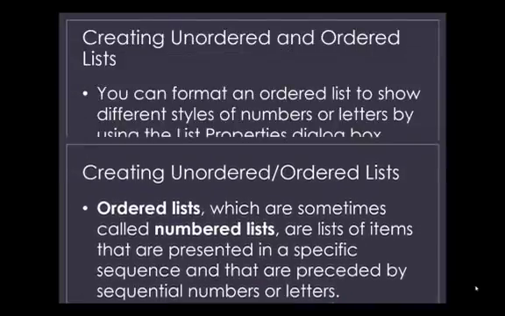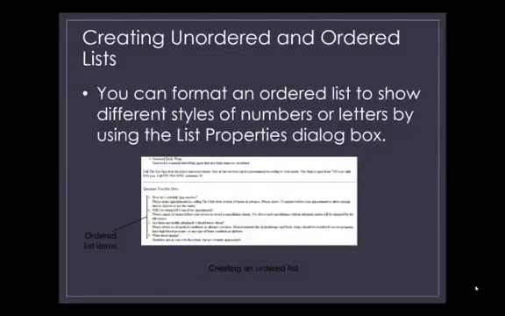The last type of list that we can create is what we call a definition list. This is similar to an unordered list, but it has a hanging indent and it's not preceded by bullets. They're often used with terms and definitions such as in a dictionary or a glossary.